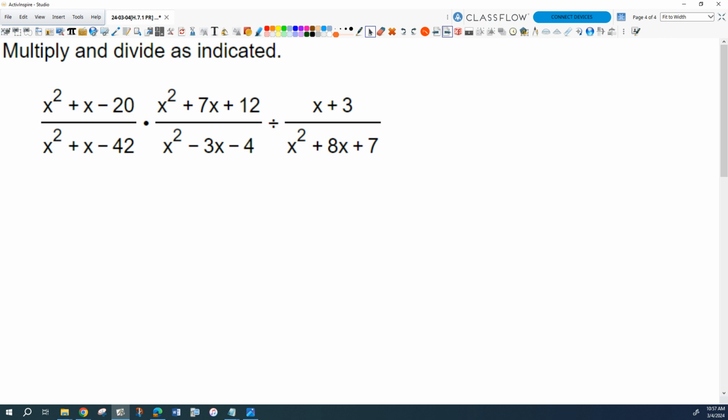Okay, so what about one like this? This time we won't write them as fraction divided by fraction. We'll just use this division symbol notation so we can see it once each way. So what's our first step going to be here? Okay, factor everything first, right? Factor everything we can. Good. So what's that give us? What's our numerator of the first? X plus 5, x minus 4.